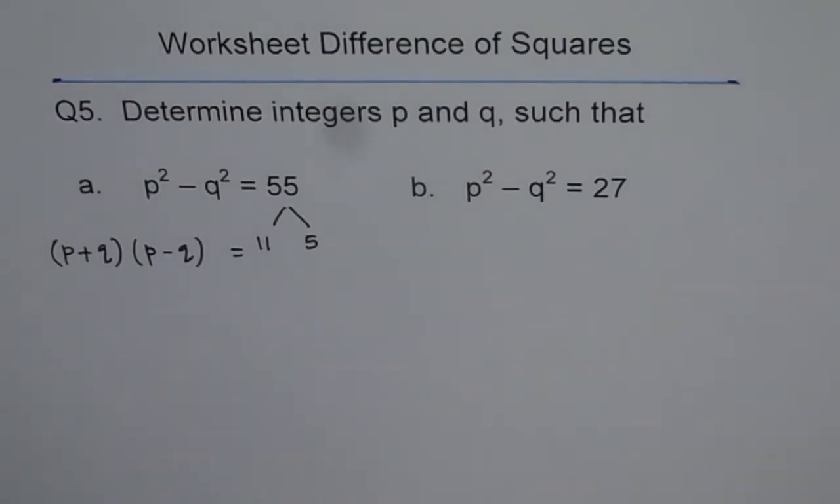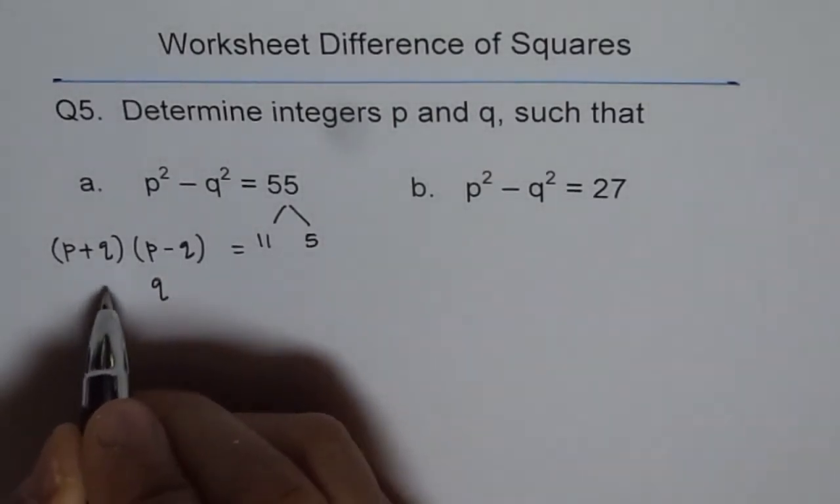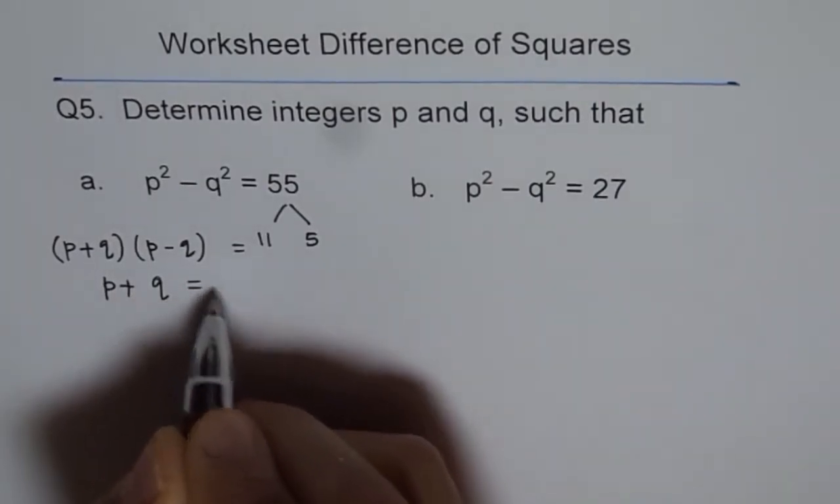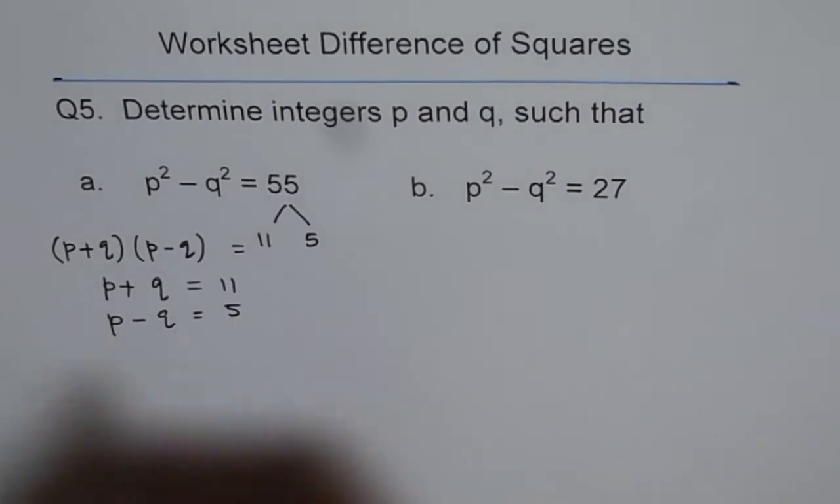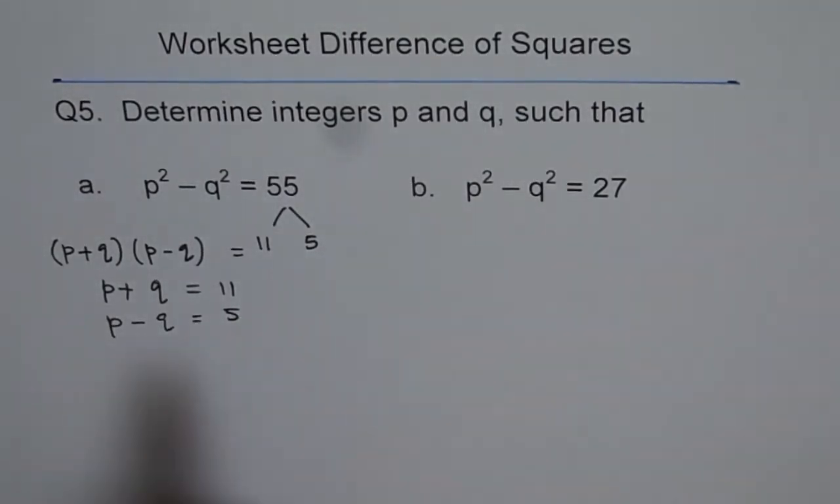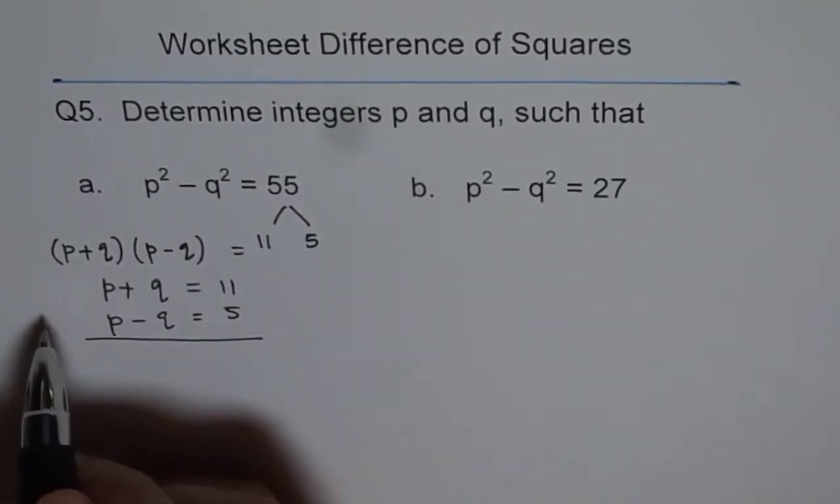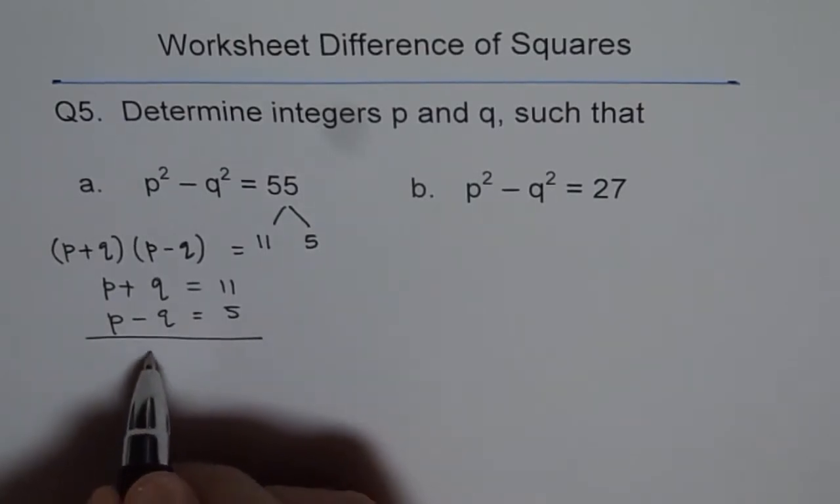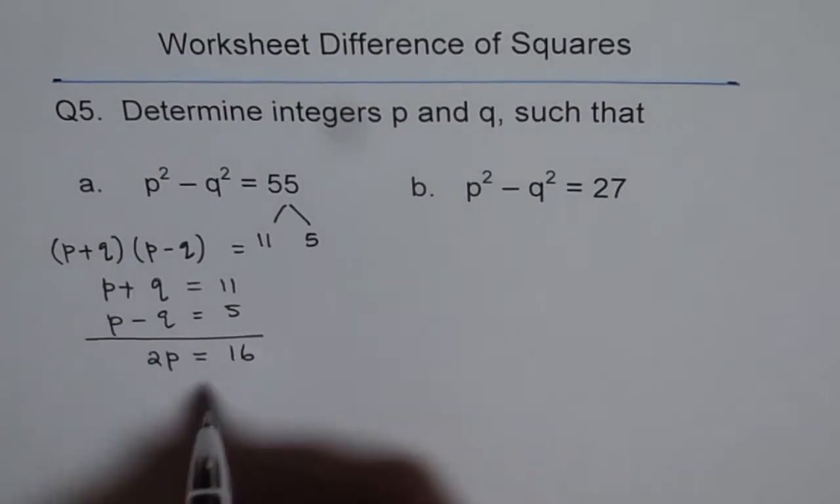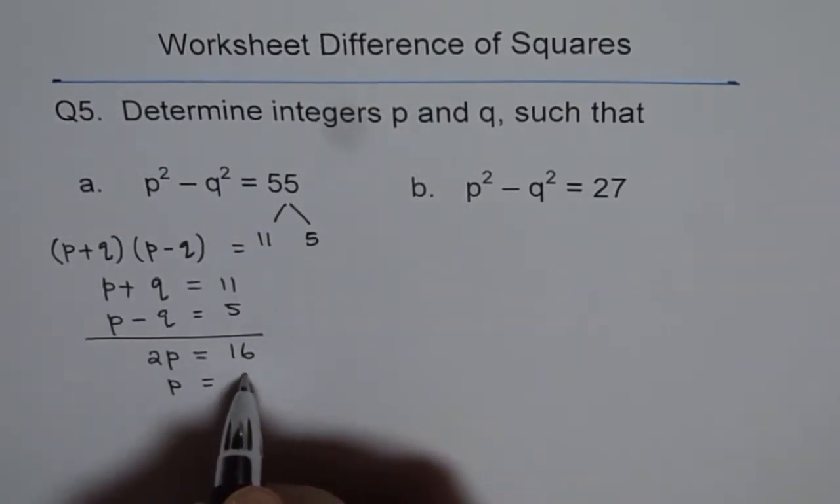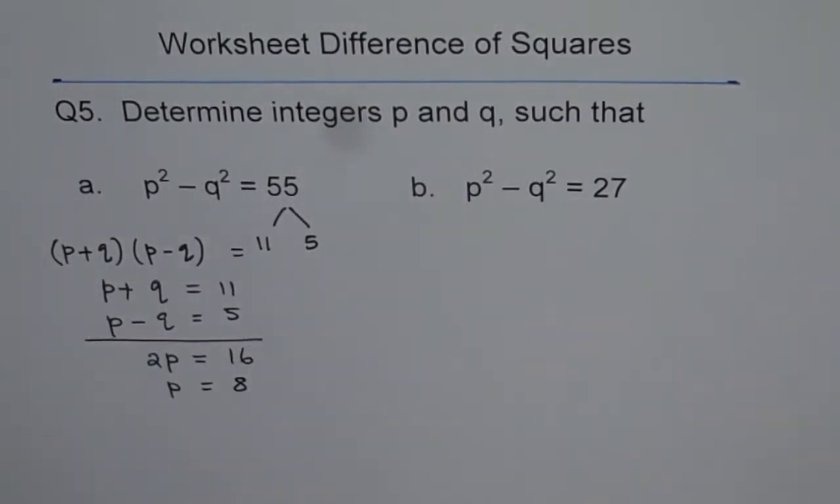Okay, let's try it out. So I'm saying p plus q equals 11 and p minus q equals 5. That is what is going to give me values of p and q. So can we solve it? Yes, we can. Let's add them together. So if we add them, what do we get? We get 2p equals 11 plus 5 is 16, and so p is just 8. Fine. So 8 is the value of p.